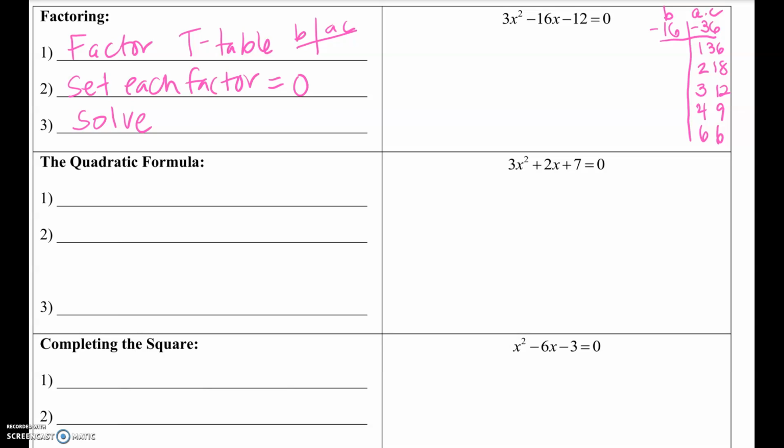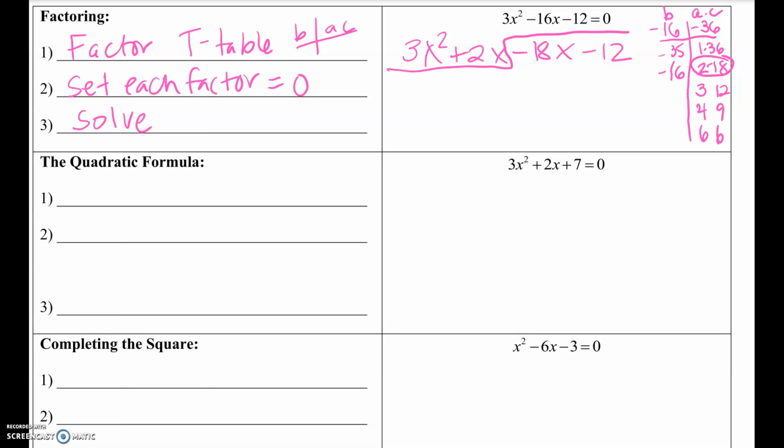Now because it's negative, I need one of them to be a negative factor. And then because the b value is negative, I want the larger factor to be negative so that when I add them, the answer is negative. So negative 36 and 1, that would be negative 35. Negative 18 and 2, that would be negative 16. So these are the values that I use to split the middle term: 3x squared plus 2x minus 18x minus 12. And then I'm going to keep going. You should try to finish this on your own.